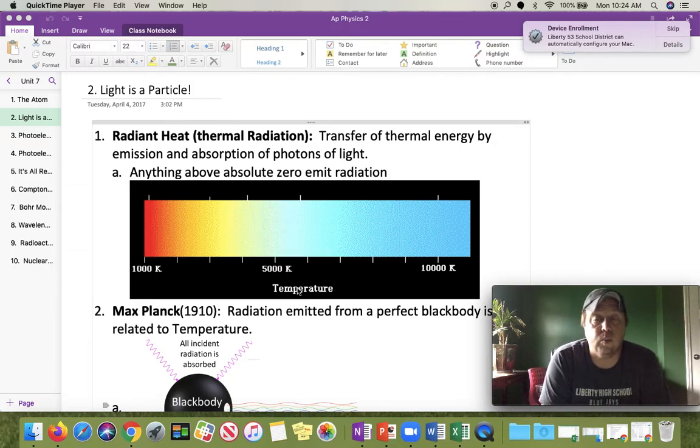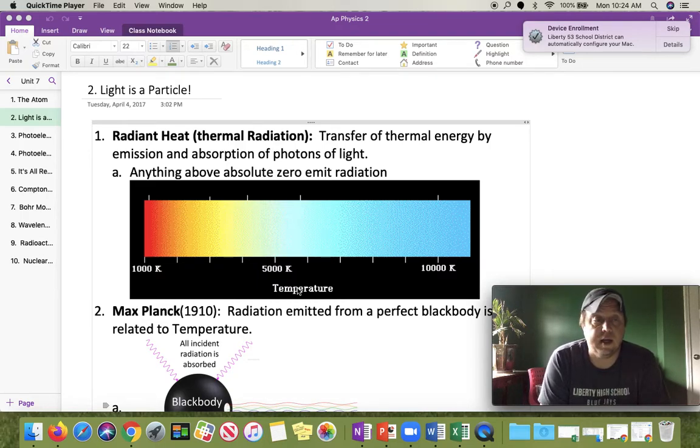All right, so we are switching gears a little bit here. Notice I used the term photon. So now we're talking about particle nature. All right, and we'll get more in detail of that here coming up. But basically, anything above absolute zero is going to emit some type of radiation. All right, we should know by now.